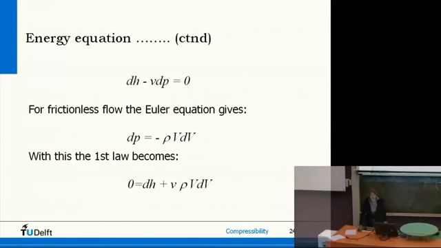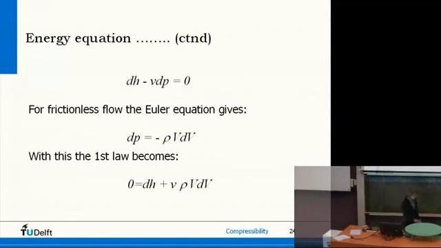So dH is equal to VdV. This helps, right? Now I have enthalpy changes and velocity changes. And I can integrate, right? So I have a differential equation.